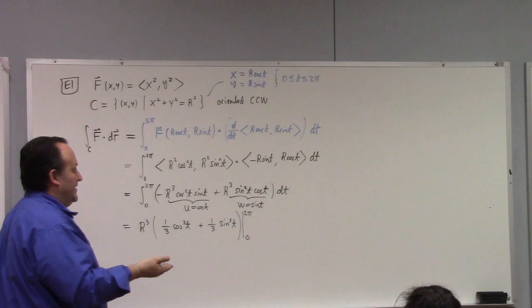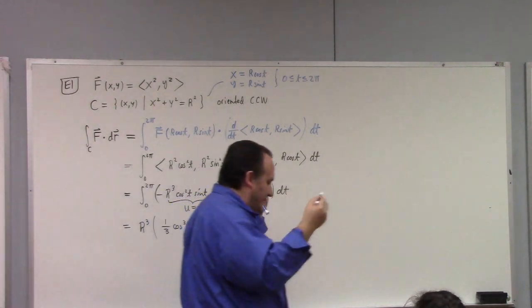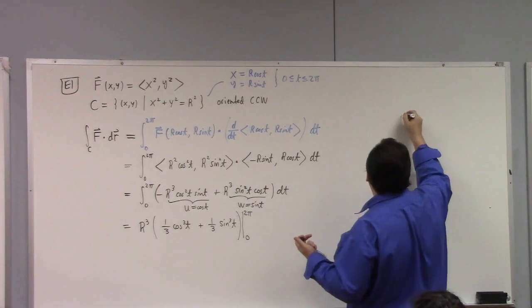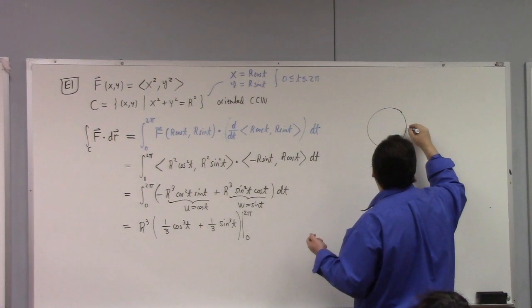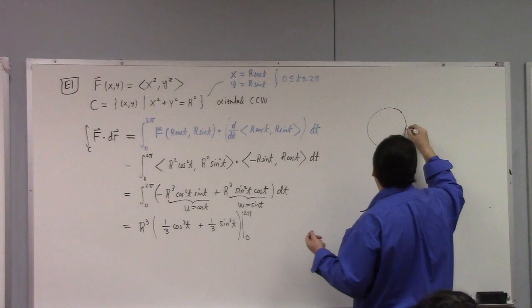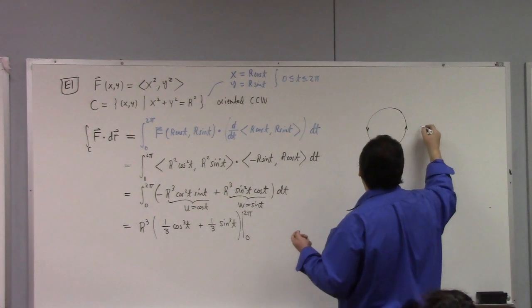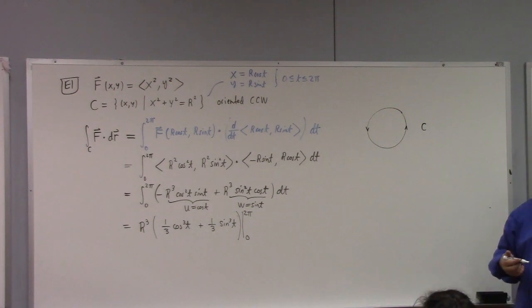The thing that's bugging me, guys, is it should have been 0. There's something wrong in my mind. I'm not sure what it is, guys. Because if you look at the unit circle, right? And it's counterclockwise. It doesn't really matter so much, but it's counterclockwise oriented. So it goes like this, right? That's my C. What's the direction of f of x, y here?